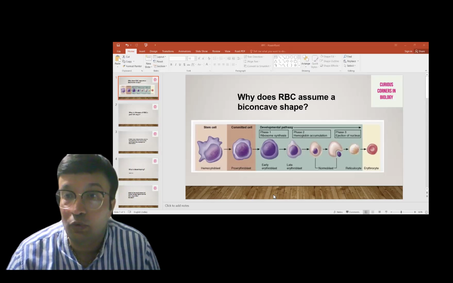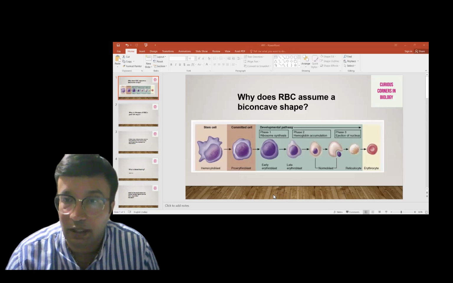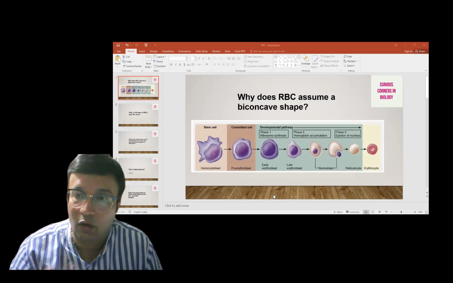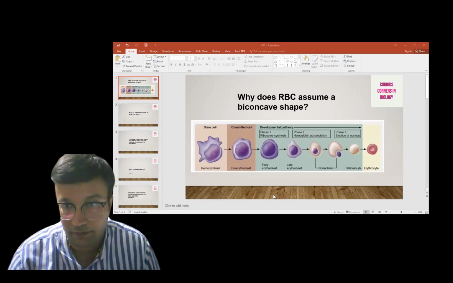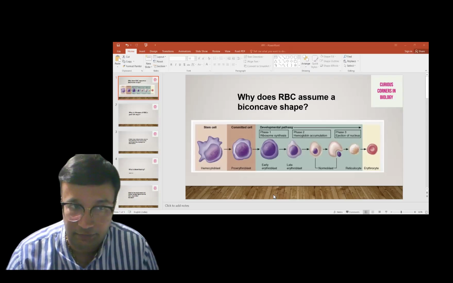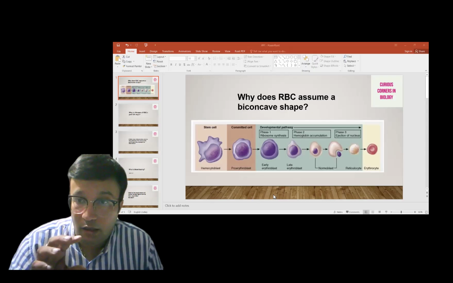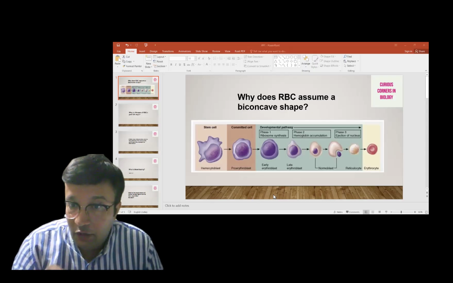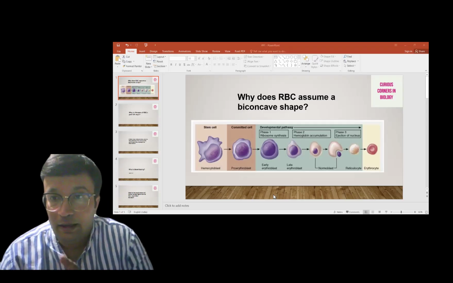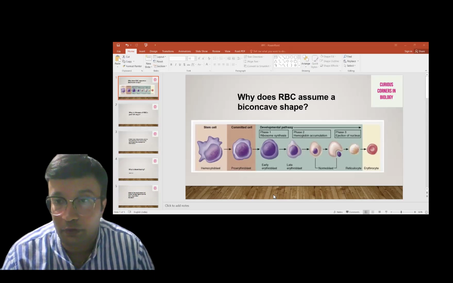The normoblast matures into a reticulocyte. Now, till the stage of reticulocyte, ribosomes are present. After that, even ribosomes, mitochondria, and all the other cell organelles are lost. And the reticulocyte finally matures into an erythrocyte. When the reticulocyte matures into an erythrocyte, this process involves enucleation, that is, loss of nucleus.